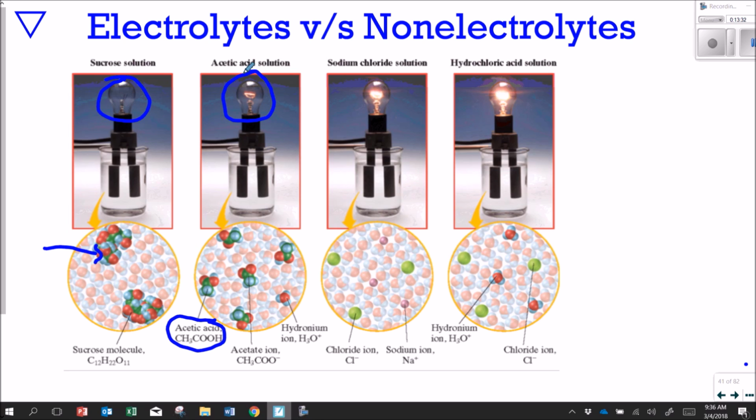In a sodium chloride solution, all the sodium chloride produces ions, so we have a strong electrolyte and the light bulb is fairly bright. Same thing for hydrochloric acid. It is an acid that ionizes completely, so lots of ions in the solution and a bright bulb, so a strong electrolyte.